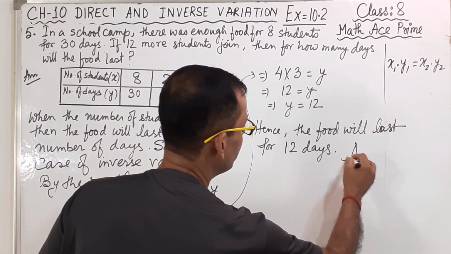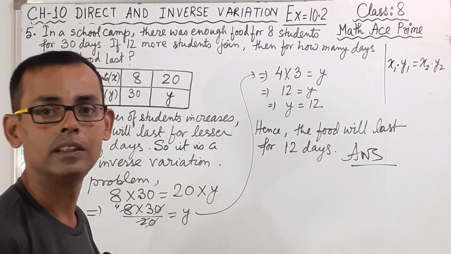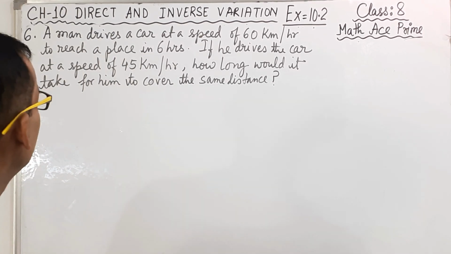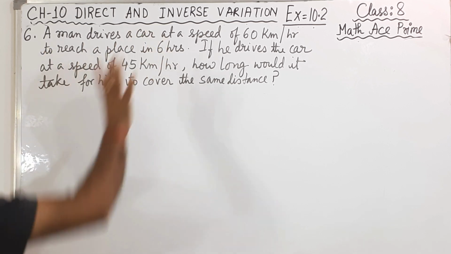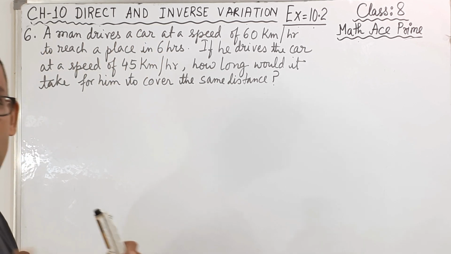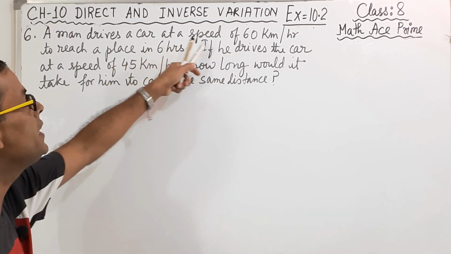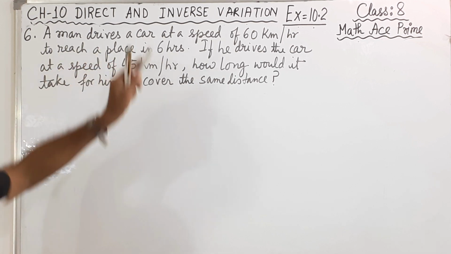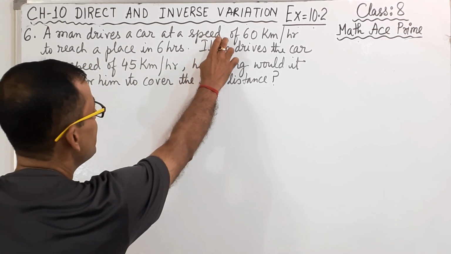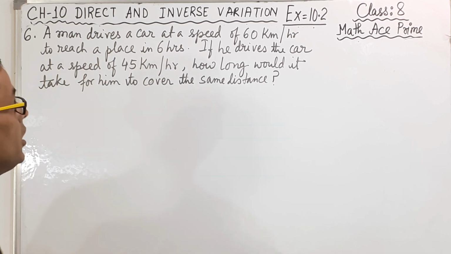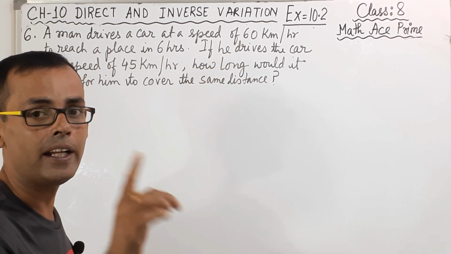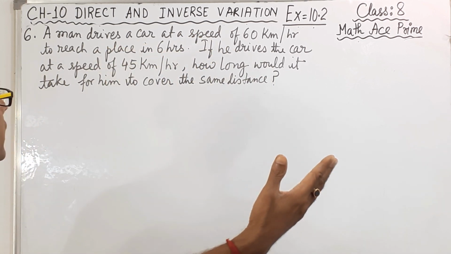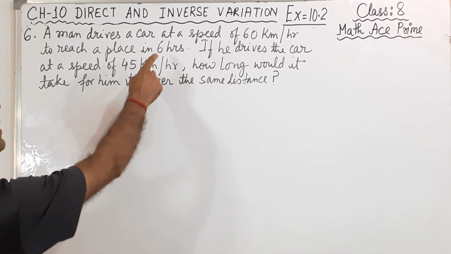और ये आ गया हम लोगों का आंसर। Now let us come to question number 6. So what it is telling in question number 6? A man drives a car. So एक आदमी कार ड्राइविंग कर रहा है at a speed of 60 kilometer per hour to reach a place in 6 hours. That means here speed is given and here time is given. Okay. So 60 kilometer हर एक घंटा में वो जा रहा है स्पीड उसका, और कितना घंटा में वो एक तो जगह से और एक तो जगह पहुंच जा रहा है, 6 hours में.